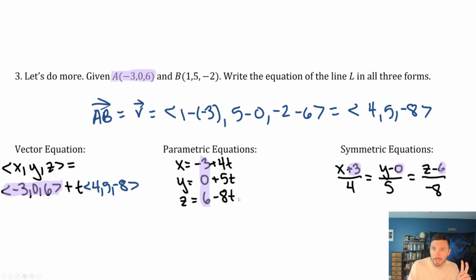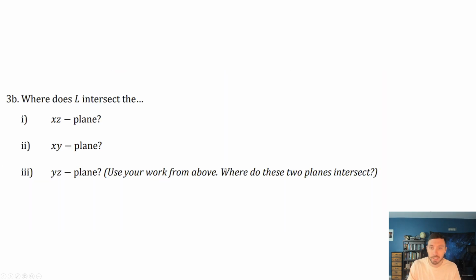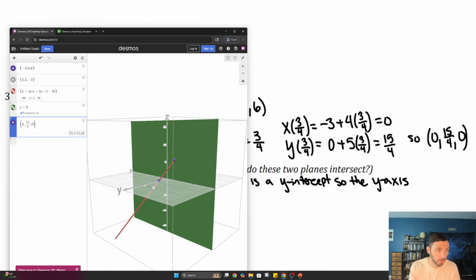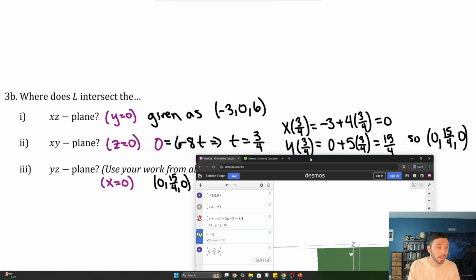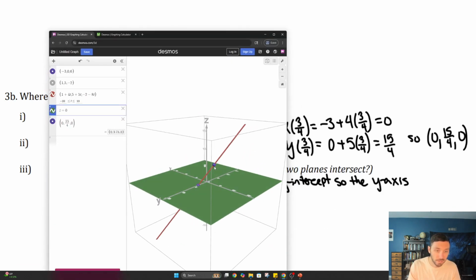That will give me the time where we have a z value of 0, which is on the xy plane. That's at 3/4. I went ahead and plugged that into the x parametric equation and the y parametric equation, and then I got the exact ordered pair where this happens. So I guess it happens at (0, 15/4, 0). The xy plane is when z is equal to 0, so that happens right here.